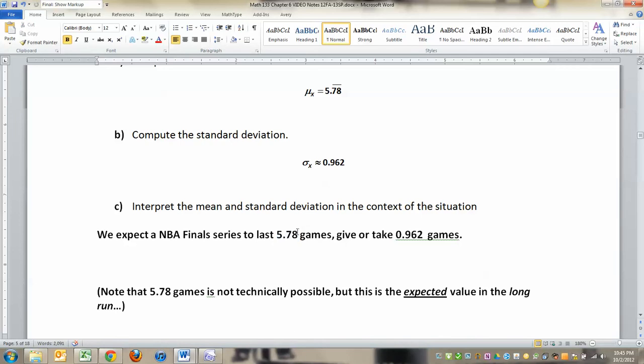So no, do not round it. Don't go, oh, 5.78, that's 6. No. Leave it 5.78. If you round it to 6, then you've rounded it too much for when you start trying to interpret it for large numbers. So you'd say like, oh, okay, if I had 100 NBA series total, I'd expect 578 games total, right? So you don't round it to 600. 600 would be rounding too much. Leave it at the 5.78. That's what the expected value should work out to be in the long run.